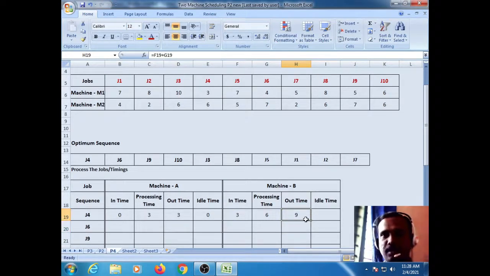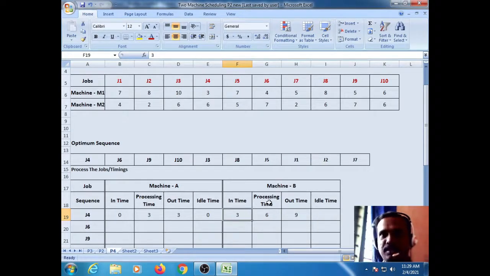So 9th hour. So at 9th hour job 4 completed on machine B. That means at 9th hour we can complete the processing of job 4. Okay, right? So this is the sequence. First we have to process the job on machine A. After that we have to process the job on machine B. Then only that job will become processed completely, right?